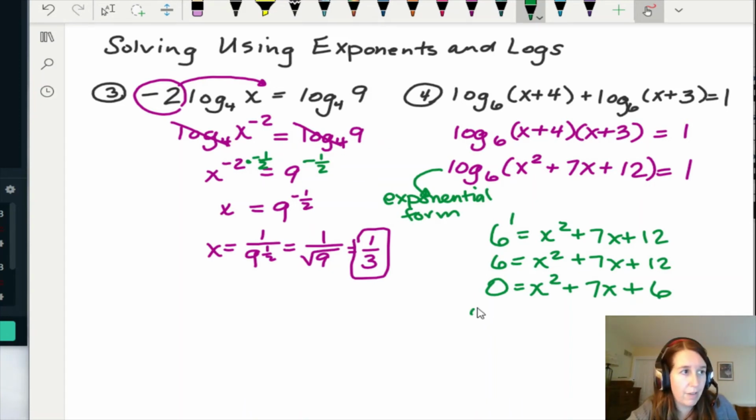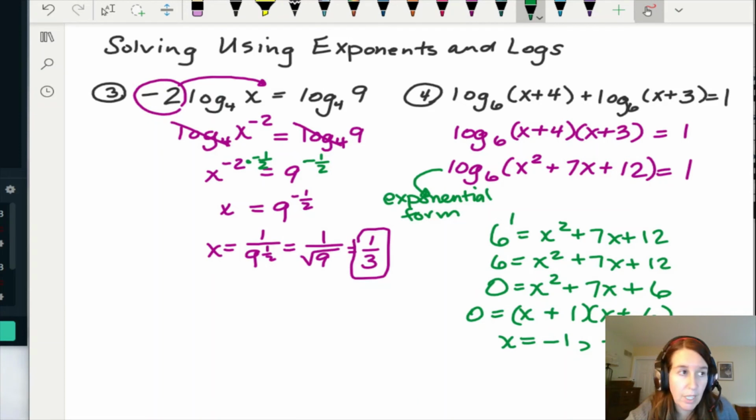Let's see if that factors. Most of the time in these log problems, it will factor because they want you to get some good numbers here. So I'm thinking it's 6 times 1 being 6 and then adding both of them. Wonderful, right? x plus 1 times x plus 6 is equal to this if you FOIL it. All right, so we got the two answers. x is equal to -1 and -6.